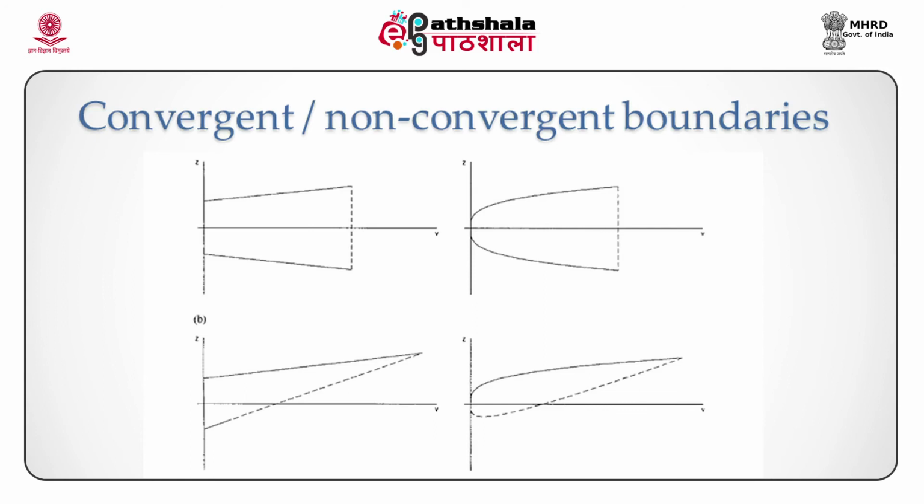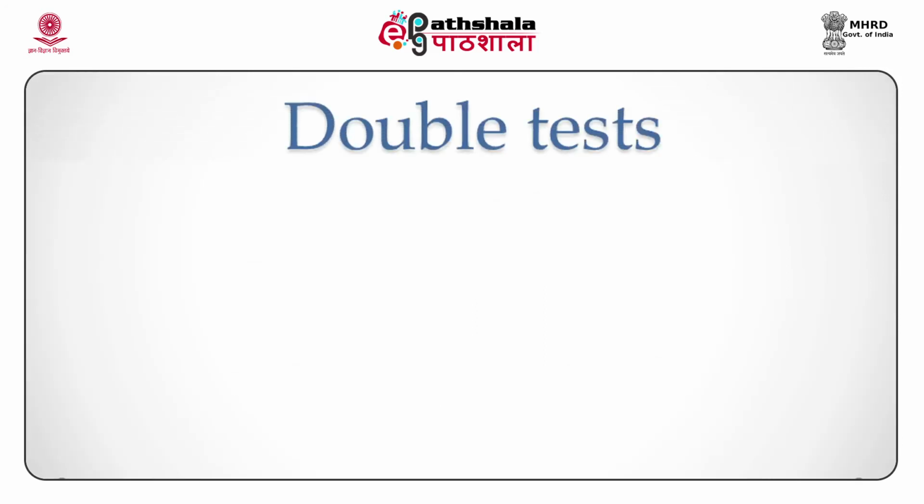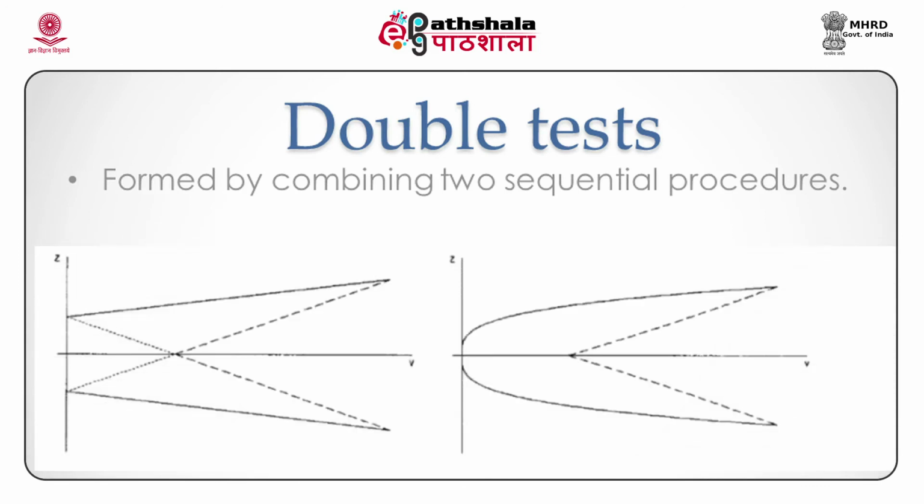Another feature of interest in a sequential clinical trial is a double test. A double test can be formed by combining two sequential procedures. The usual situation is symmetric, that is, a procedure with stopping limits Li, Ui such that mod of Li is less than or equal to mod of Ui being combined with its mirror image, which has stopping limits minus Ui and minus Li.